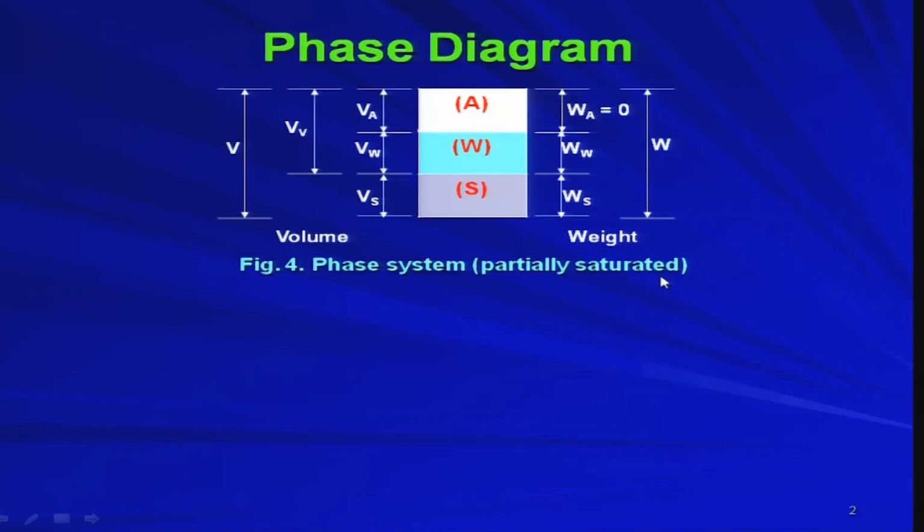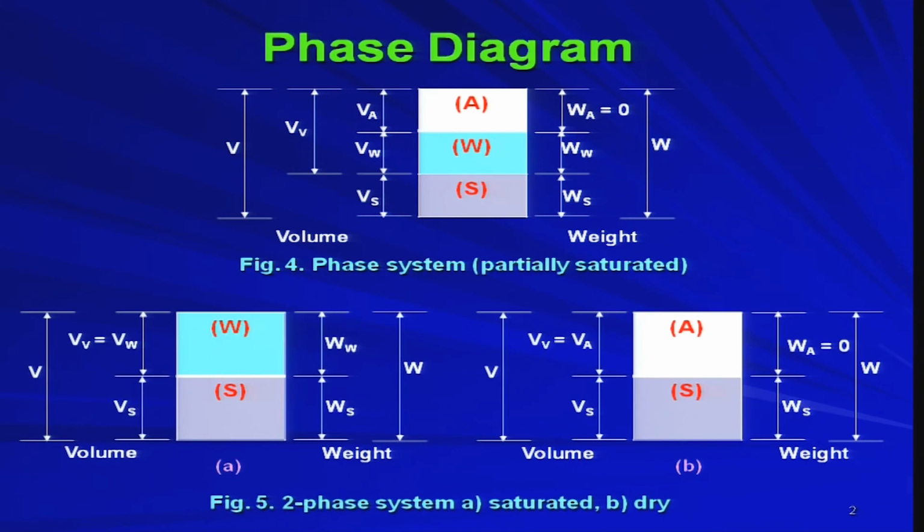This is the phase system for partially saturated soil. Why is it partially saturated? If soil is fully or completely saturated, then the soil is saturated by water, and you do not have any air, only soil solids and water. I am considering the partially saturated case, which is generally common in the field, so you have all three components present in the soil.